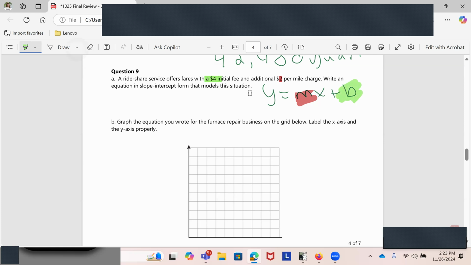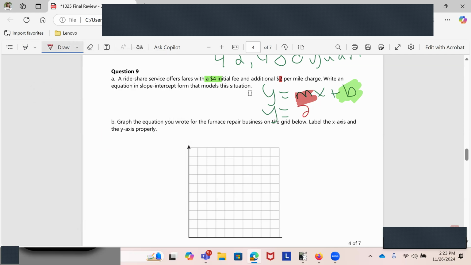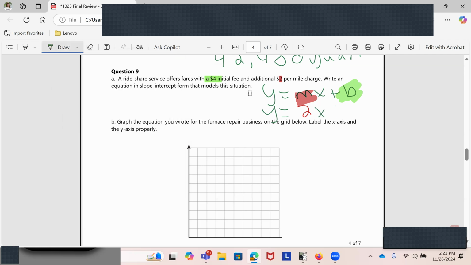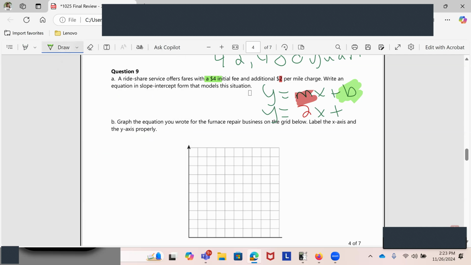Questions on why I chose the numbers I did? I haven't plugged them in yet. So y equals my slope, which is $2 per mile, x, plus my y-intercept, which is 4. Question, so that's your equation?